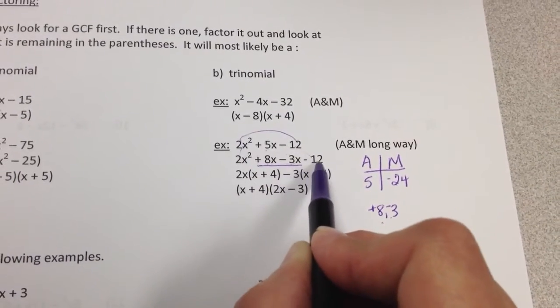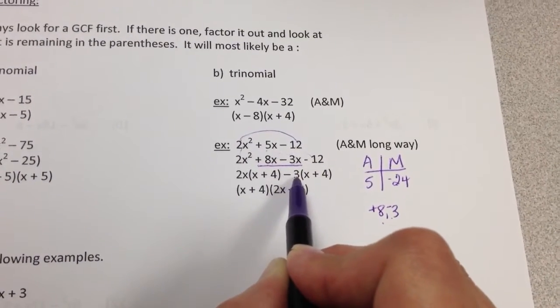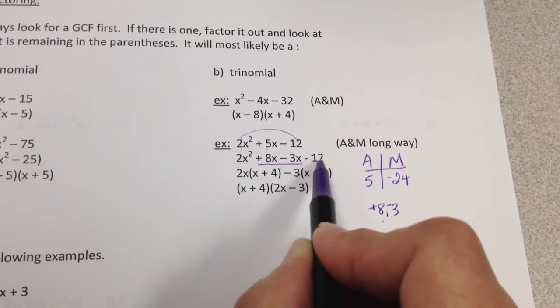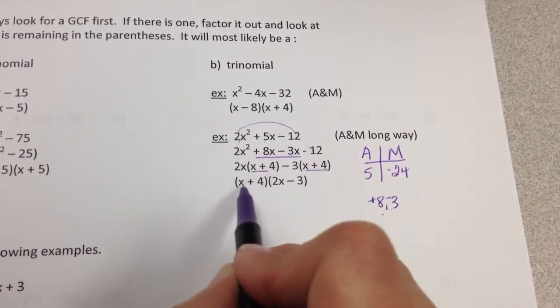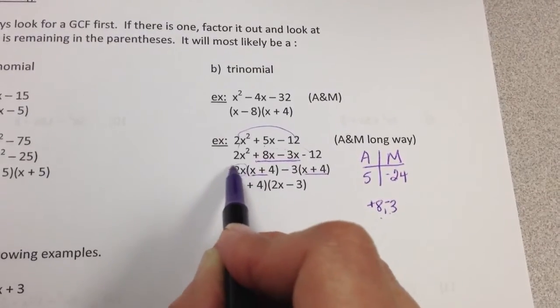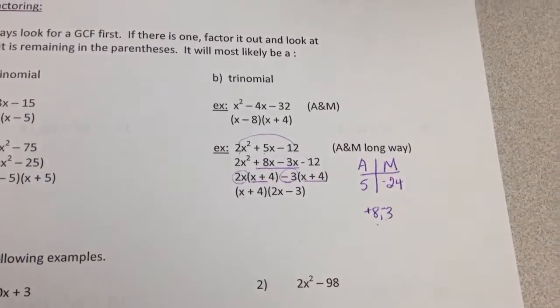In these two terms right here, we're going to group them together. We get to take out a negative 3. That's what's common to both terms, leaving us x plus 4. Notice those are the same. So we're going to take that out, and that leaves us the 2x minus 3.